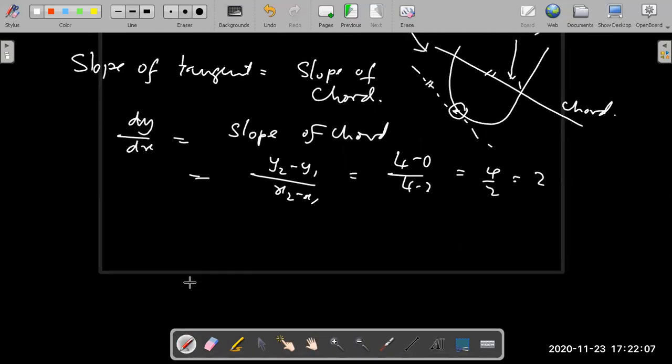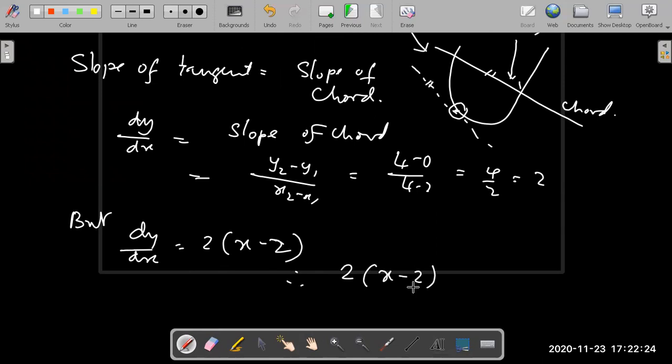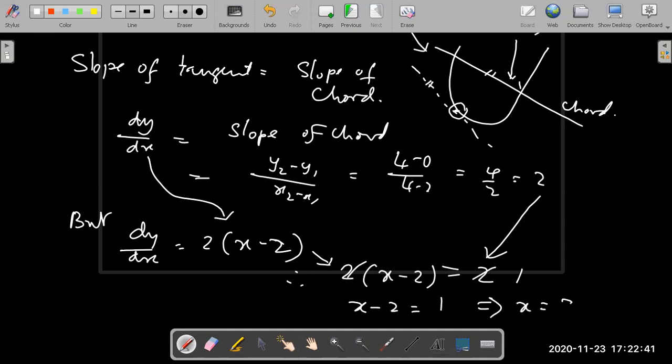But we have to differentiate the left side. So differentiation of that: dy by dx is 2 into x minus 2. Therefore, 2 into x minus 2 equals 2. This 2 on the right side is the slope of the chord, dy by dx is this, and this is the left side. So 2 gets cancelled, and we are left with 1. So x minus 2 equal to 1. That implies x equal to 3.